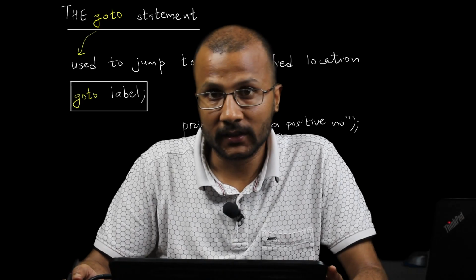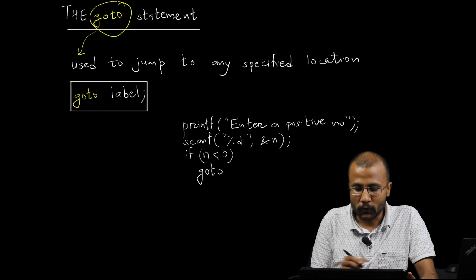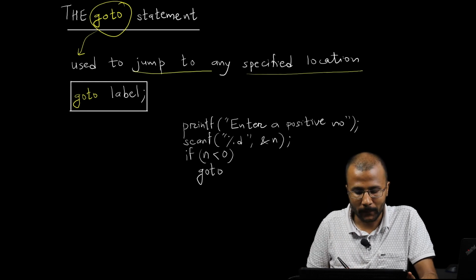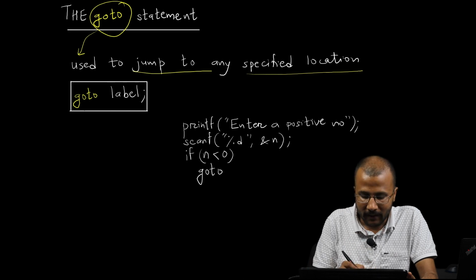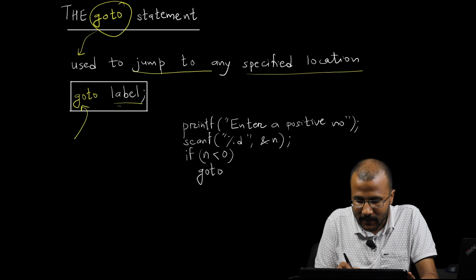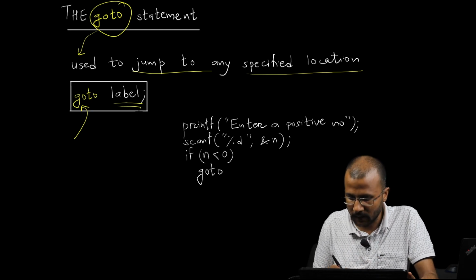In this lecture, we are going to learn about the goto statement in C. Now, goto is used to jump to any specified location in your code. The syntax is very simple. You have this reserved keyword in C called goto, in small letters, and you place a label. Now let's see how this goto works by working on this example.